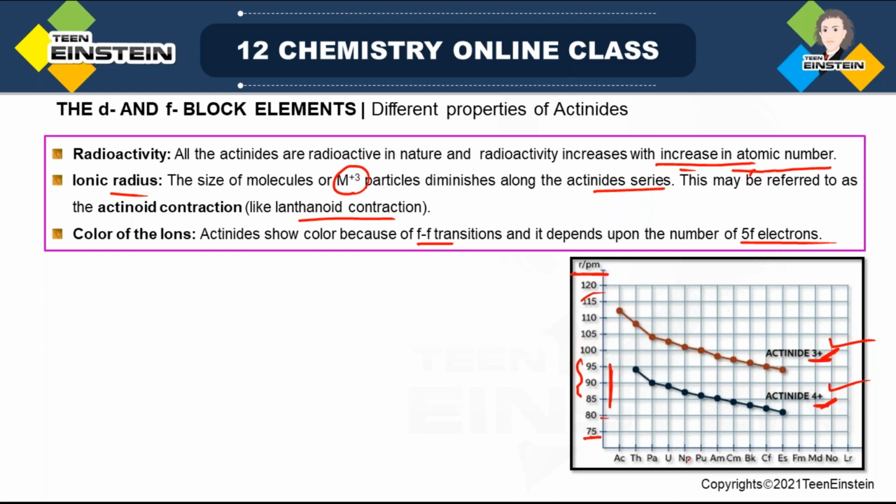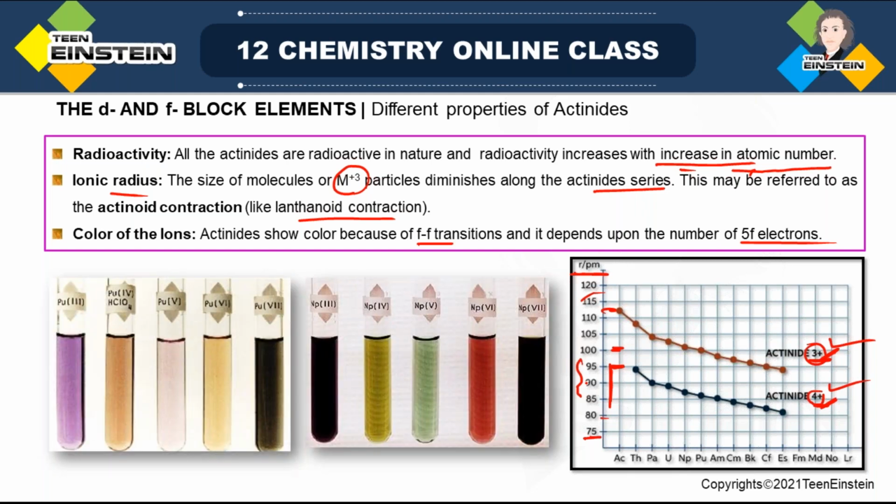In this range we have all the values, but when it is 3+, obviously the size will increase, because the higher the oxidation state, the lower the size. Now it is in the range of 95 up to around 110. So this is the trend for these two cations, 3+ and 4+.